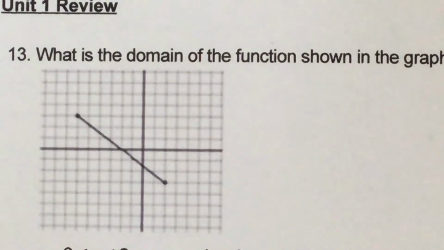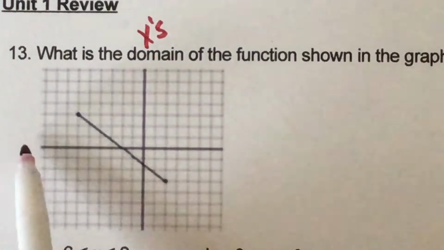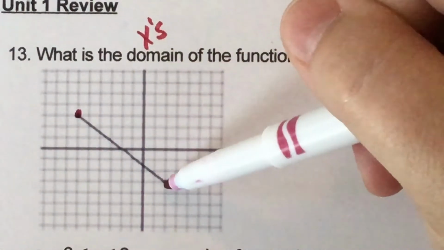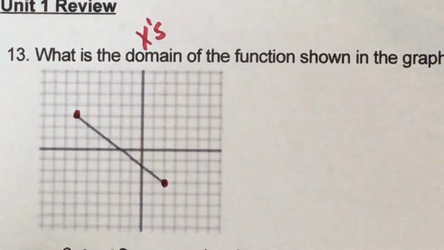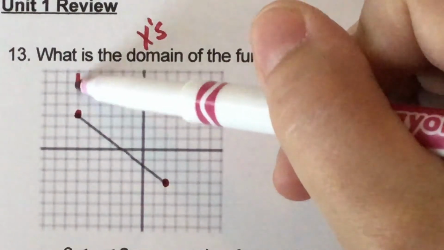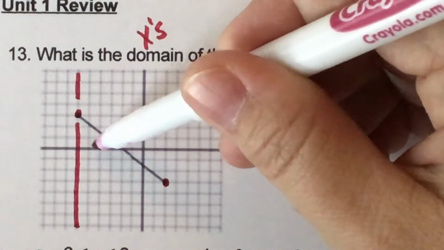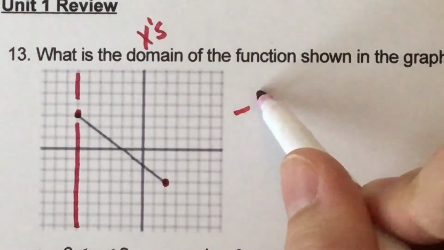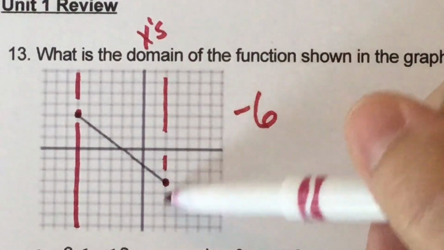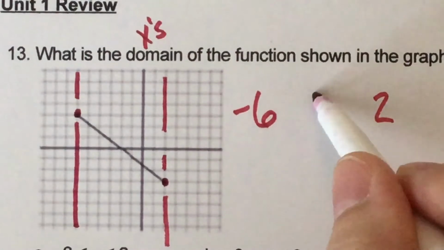Domain is asking for x's, so I'm looking left and right. This is my farthest left point, and this is my farthest right point. There are no arrows, so it doesn't go forever in any direction. My farthest left x point is right there, at 1, 2, 3, 4, 5, 6, negative 6. That's my farthest left x. And this is my farthest right x, and it is happening at 1, 2. And I've got all the x's in between.